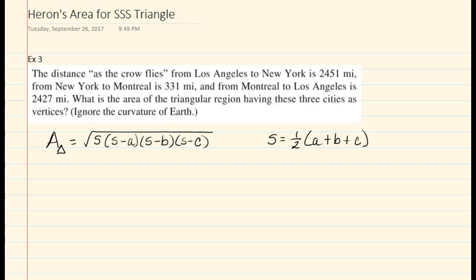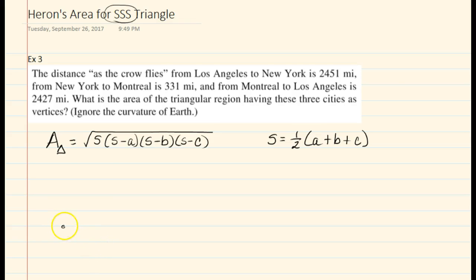For this particular problem, we're going to use Heron's area in order to find the area of a triangle. Notice that this works if we have all three sides. If we look at this example, it talks about how the crow flies, meaning directly, not necessarily following the roads.